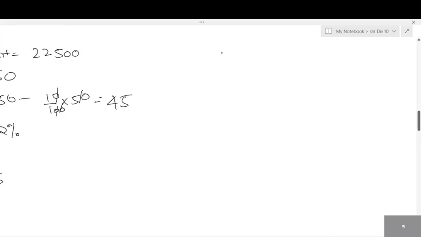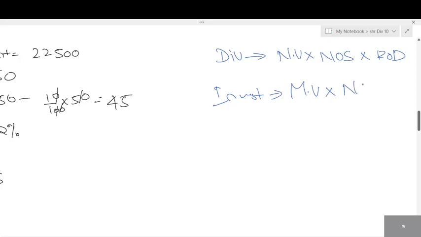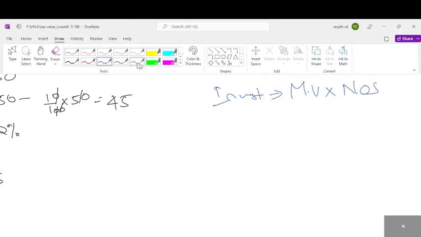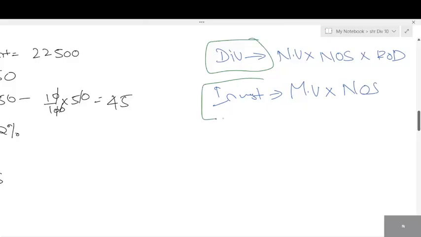Can you tell me once again the dividend formula? All of you unmute and answer: dividend or annual income, what's the formula? Number of shares into rate of dividend. But what's the formula where nominal value and number of shares is given? Investment, market value into number of shares. So in which two formulas do you get number of shares? So from here, remember whether dividend is given or investment is given. Use these formulas to extract number of shares.